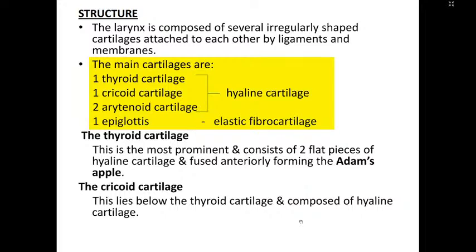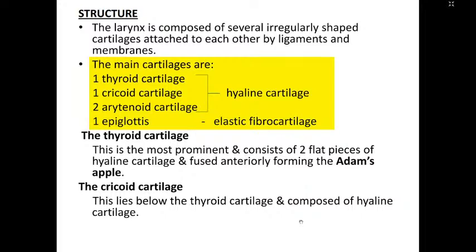So the thyroid cartilage is the most prominent, and it consists of two flat pieces of hyaline cartilages, and they are fused anteriorly forming the Adam's apple. So these two arytenoids, they are lying behind the thyroid cartilage. So actually anteriorly you cannot see them. I will show you the diagram. It will become very clear.